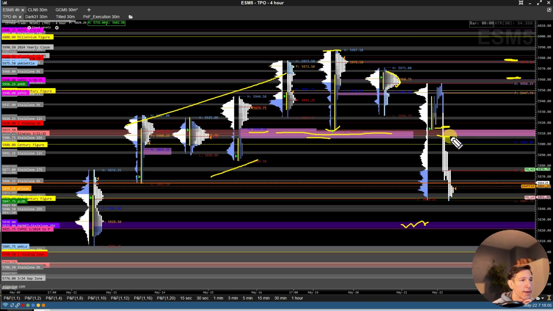So really, we have pretty clear targets here. If we continue lower, we're looking at this 58.21 MCV pocket. If we push higher, then we're looking for these single prints. So really clear targets from a structural perspective here.